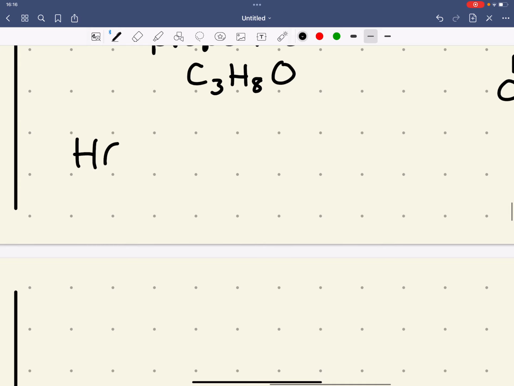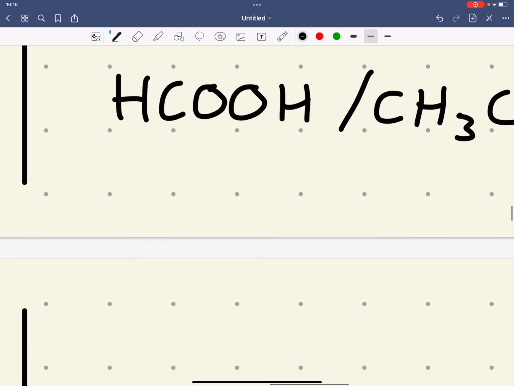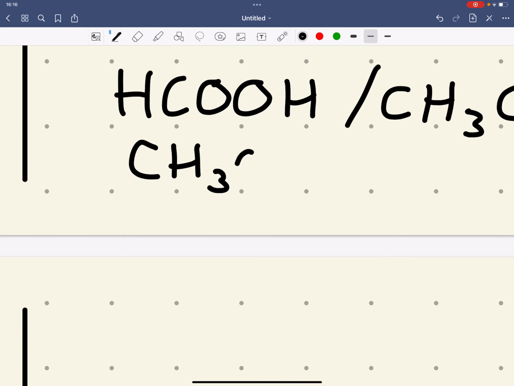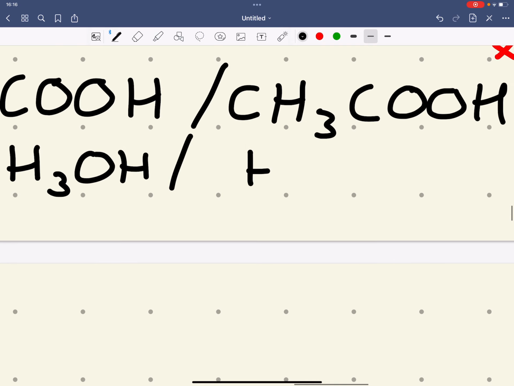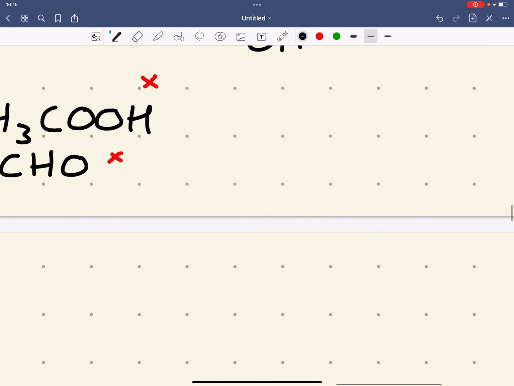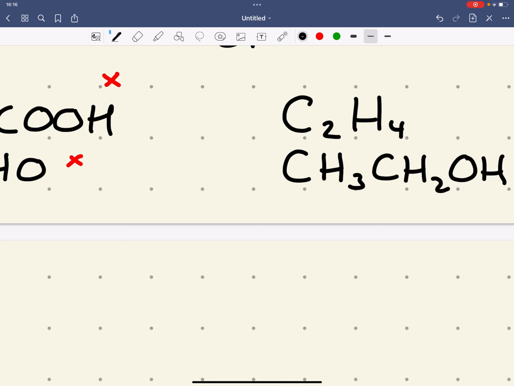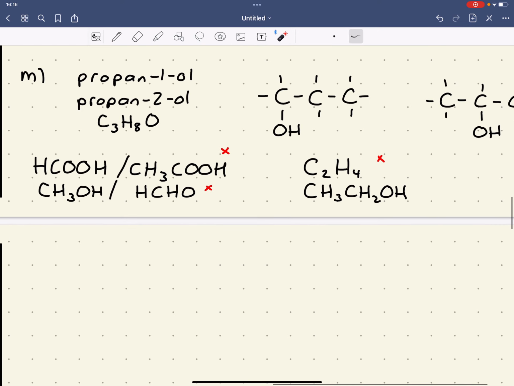Methanoic acid is HCOOH, and ethanoic acid is CH3COOH, so obviously that is incorrect. Methanol and methanal: methanol is CH3OH, methanal is HCHO, so obviously a different molecular formula. Ethane and ethanol: I'm sure you know ethane is C2H4, ethanol is CH3CH2OH. So an isomer has to have the same molecular formula, and that therefore is going to be these two.